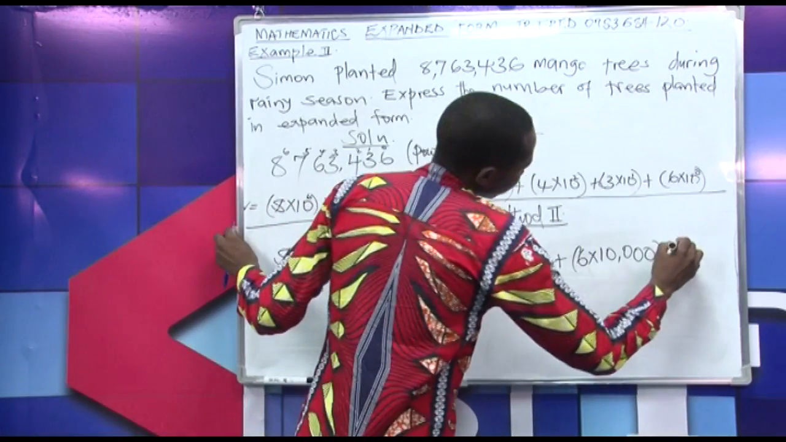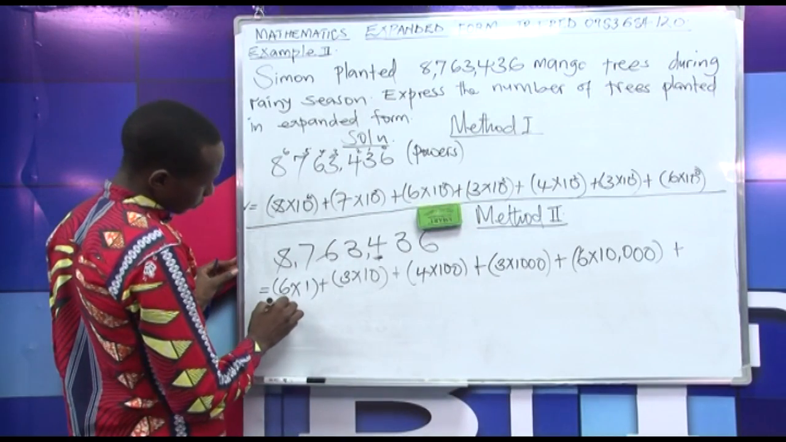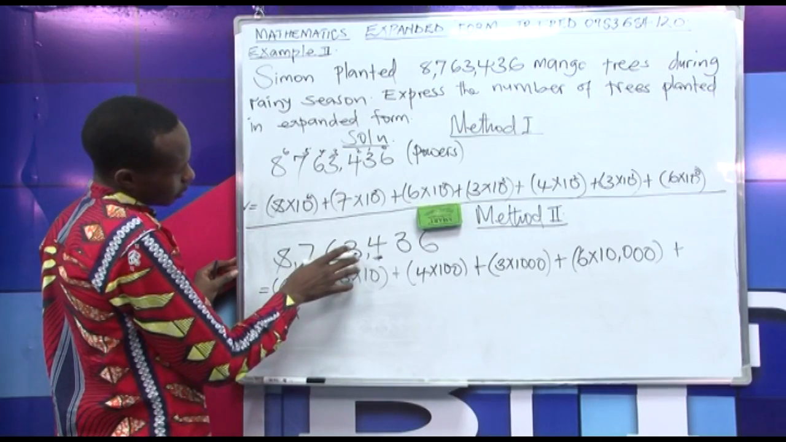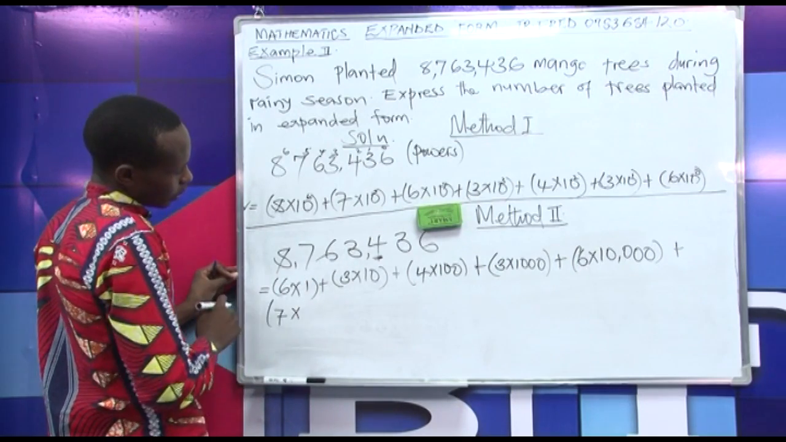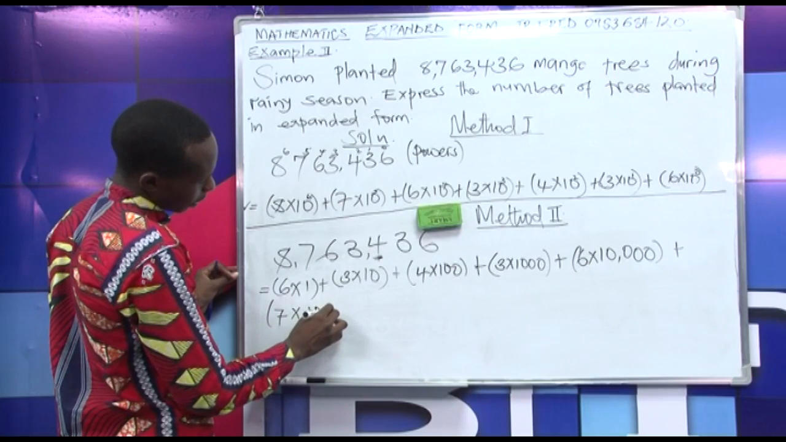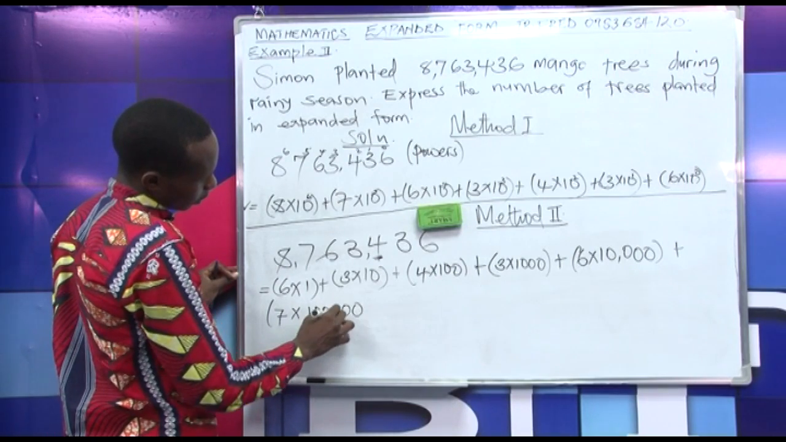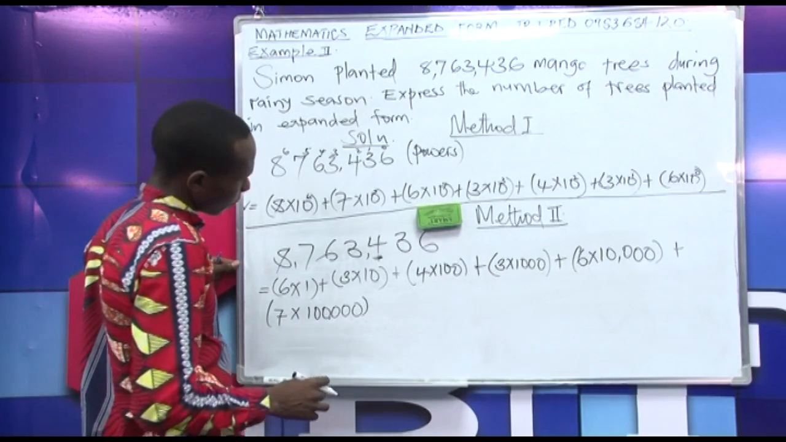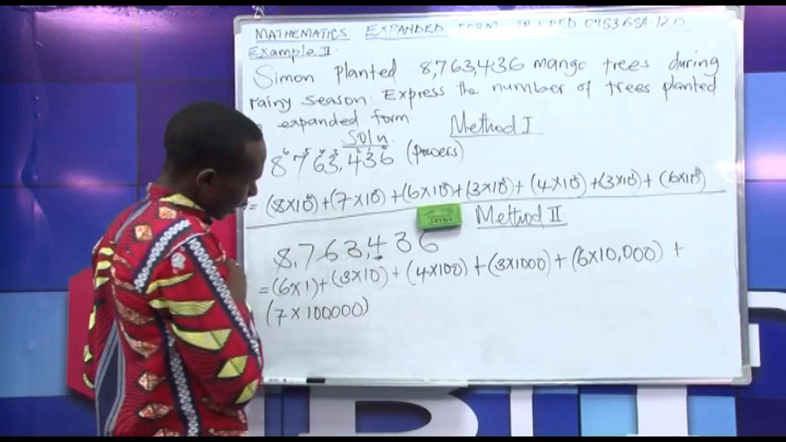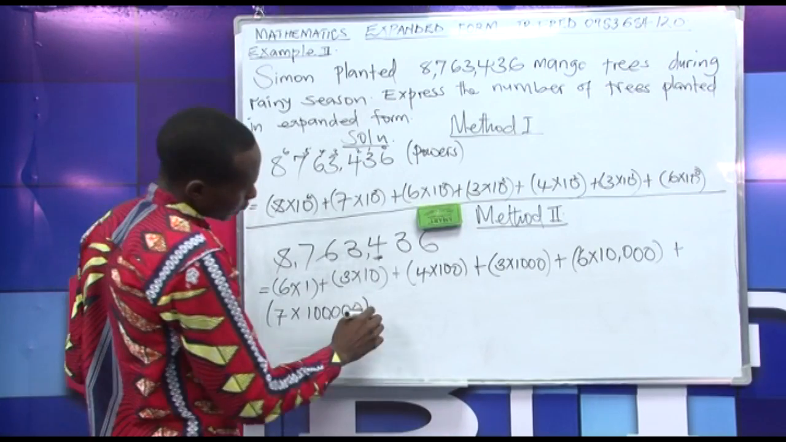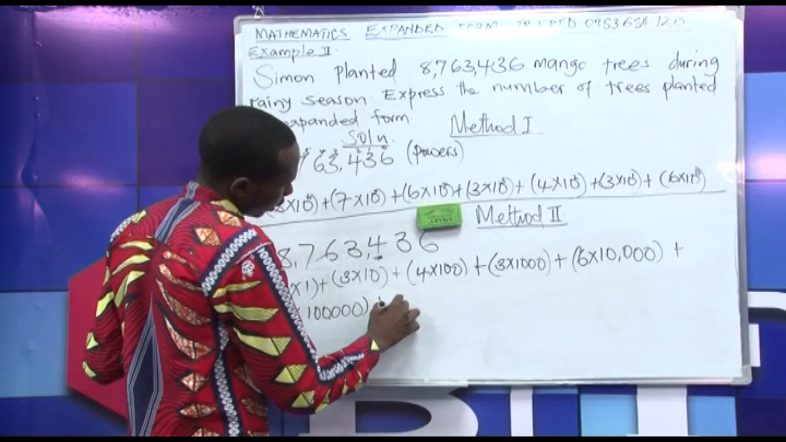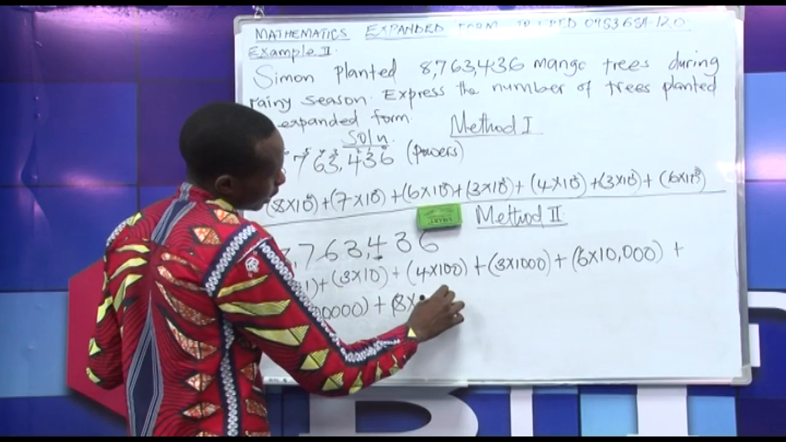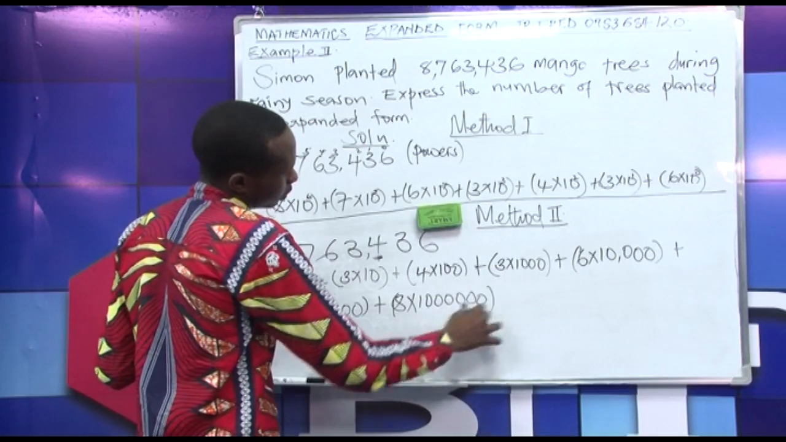Then from there we shall continue and add 7. 7 times 100,000, because 7 is under the place value of 100,000. So we shall have to multiply by 100,000. Then from there I will continue and say 7 is done. I want now to come to 8. So we shall also multiply 8. We shall say 8 times 1 million, because it is under the place value of millions.